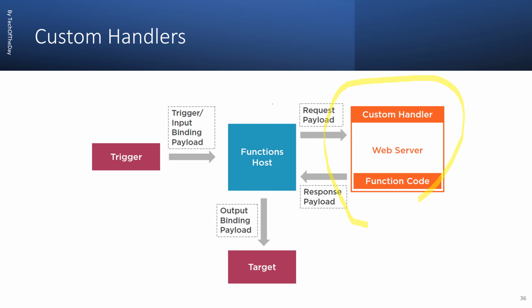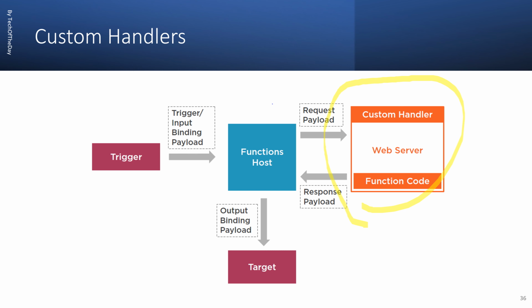Any data associated with the trigger or input bindings of your function is passed on to the custom handler via the request payload, and the custom handler can also return data to the function host in the response payload. If your function has an output binding, the function host can use the response data from your custom handler and pass it on to the binding target. And this means that so long as your language of choice supports running a basic web server to receive the requests from the function host, you can implement a custom handler in that language.